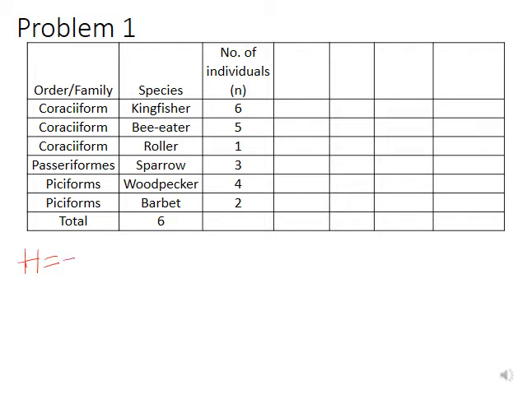H is equal to minus summation pi ln pi. So what we need to calculate the Shannon index is the value of pi, and the value of pi comes from n divided by N. We have the number of individuals here, so find out N here.